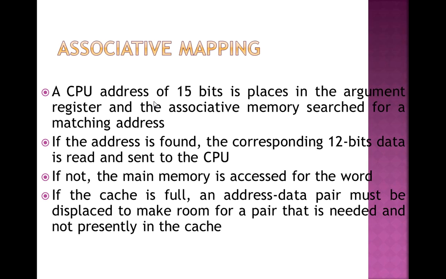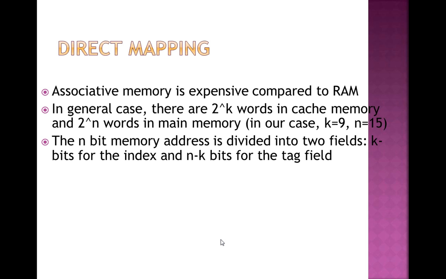If the cache is full, an address-data pair must be displaced to make room for a pair that is needed and not presently in the cache. That is, if the cache memory is full, some cache memory content may be deleted and then new content will be added in the cache memory.